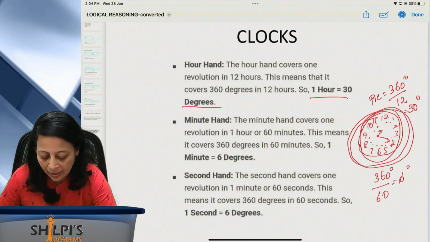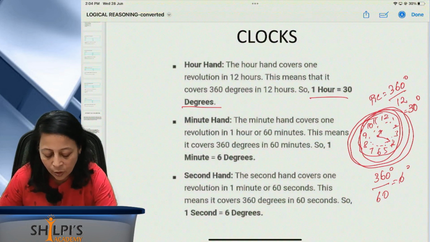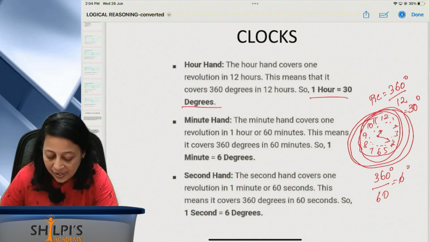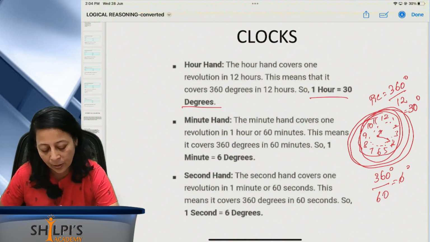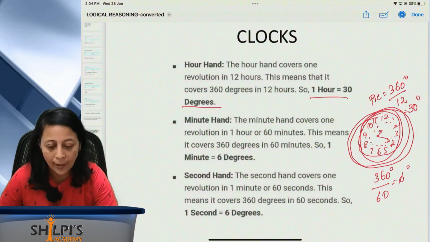Second hand, it covers 1 revolution in 1 minute or 60 seconds. This means it covers 360 degrees in 60 seconds. So 1 second is equivalent to here 6 degrees. Okay.